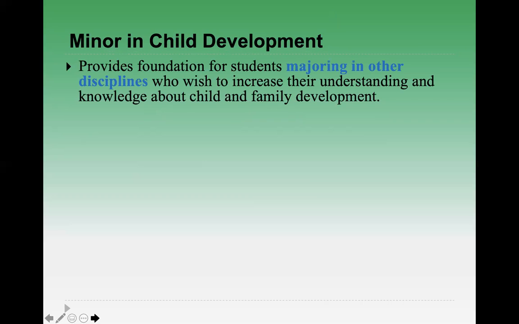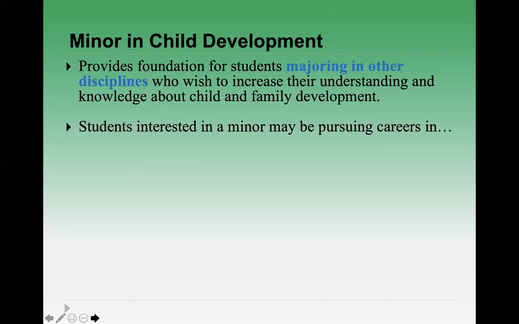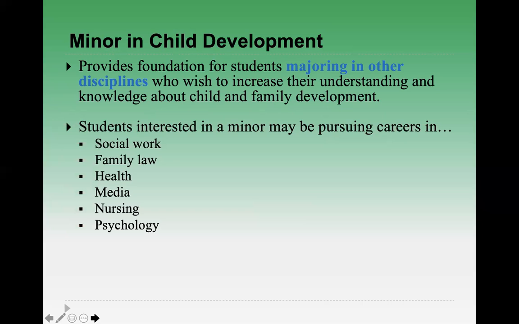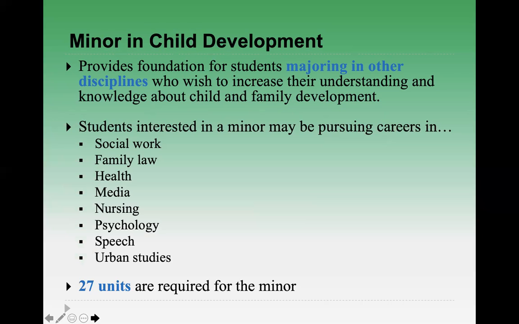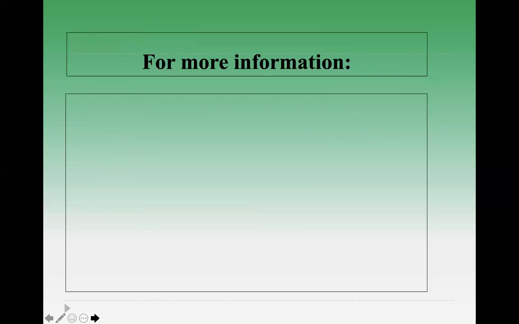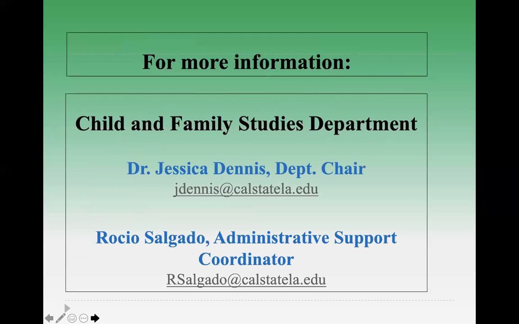This is wonderful if you want to increase your understanding, but you're still pursuing your main career choice in another field. As I mentioned about the criminal justice system, we have people within family law who want to become a lawyer. They might become a social worker. They're going to go in the health area, media, nursing, psychology, speech, urban studies. Those are some potential options in which students have a major in one of these areas and they're still seeking a minor in child development. And for our minor, 27 units are required. For more information, I provided the info for the department chair as well as the administrative support coordinator.